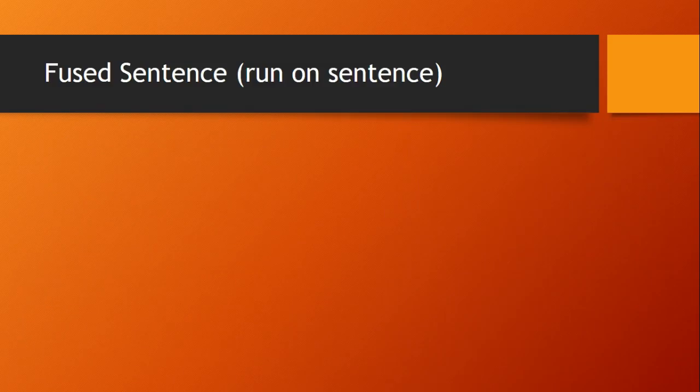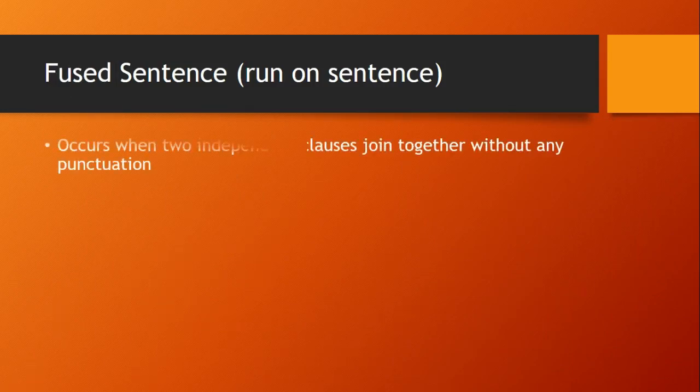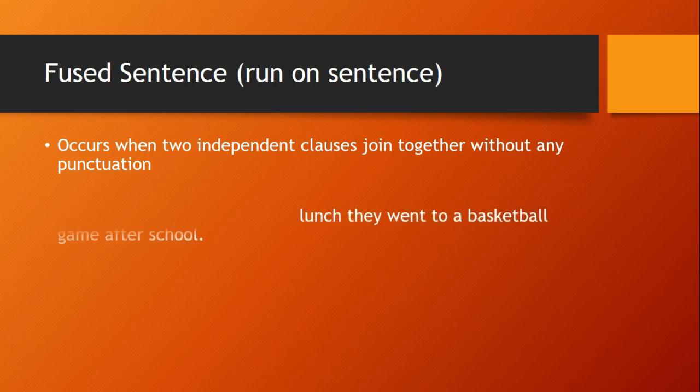Now we've reached the fused sentences part of our demonstration. A fused sentence is also known as a run-on sentence, and a fused sentence, or a run-on sentence if you want to call it that, occurs when two independent clauses are joined together without any punctuation. For example, the students ate pizza for lunch they went to a basketball game after school. In this example, a fused sentence or a run-on sentence has occurred because we've used our two independent clauses and we've forced them together to form one sentence.